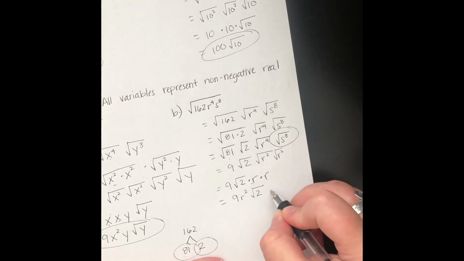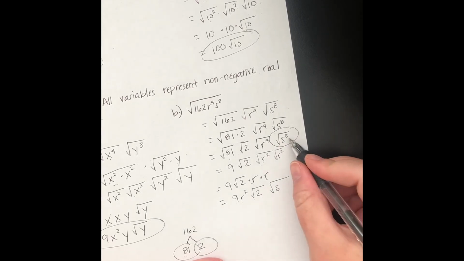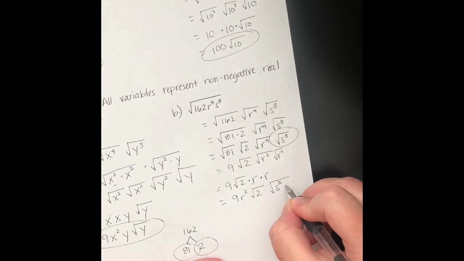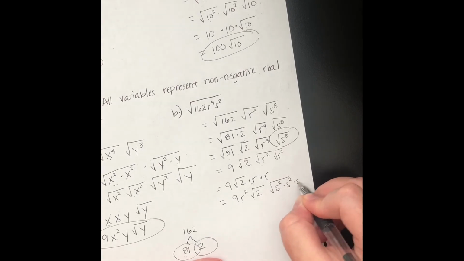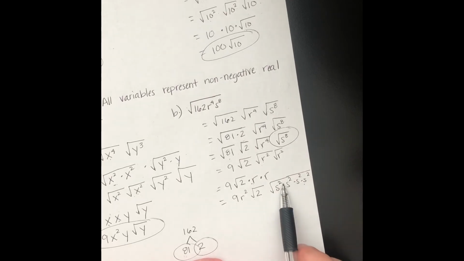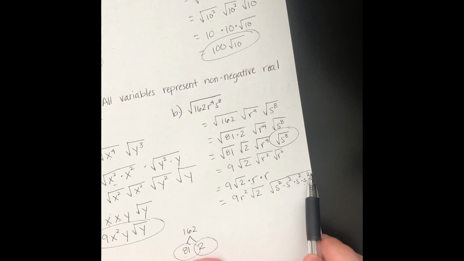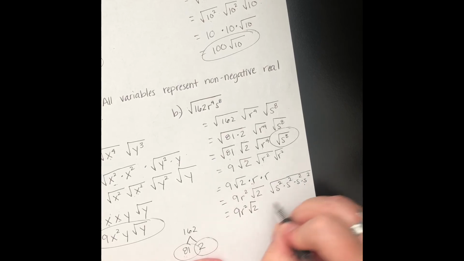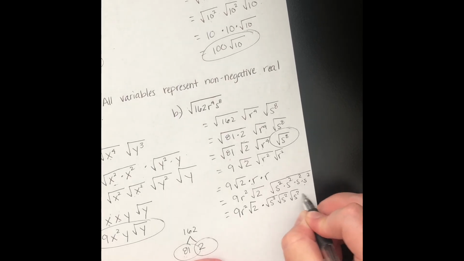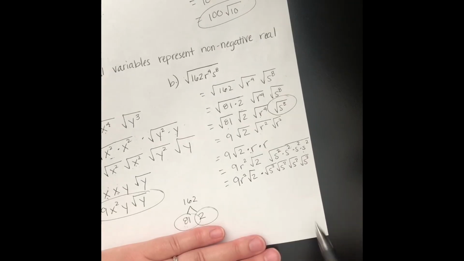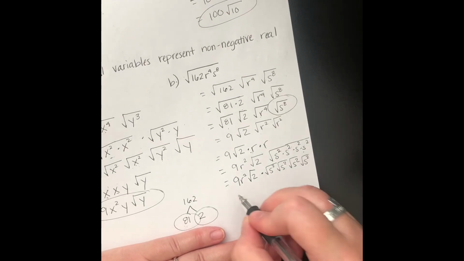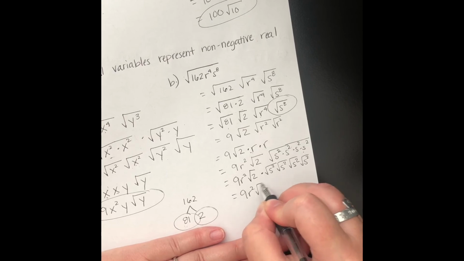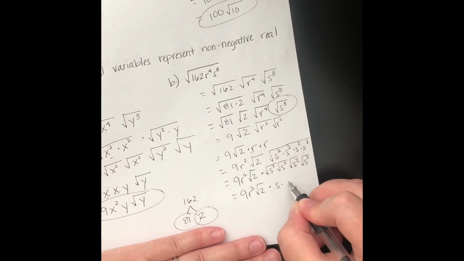Now I'm going to bring down the square root of s to the 8th, but I'm going to rewrite it as exponents of 2. 2, 4, 6, 8. Because remember, when you multiply variables with exponents, you add the exponents. 2 plus 2 plus 2 plus 2. So we have 9r squared times the square root of 2. And I'm going to separate these. Square root of s squared, square root of s squared, square root of s squared, square root of s squared. We know the square root of s squared is just going to be s. So we have 9r squared times the square root of 2. And there's 4 s's.